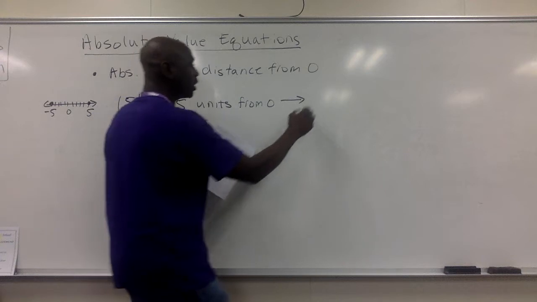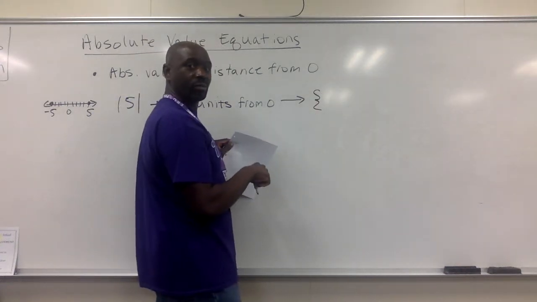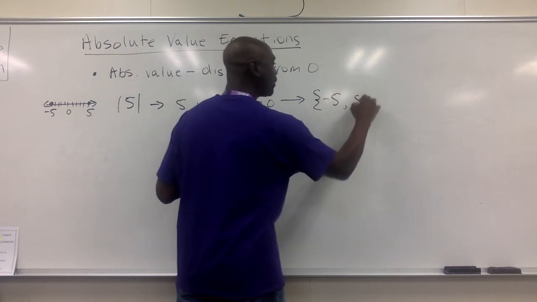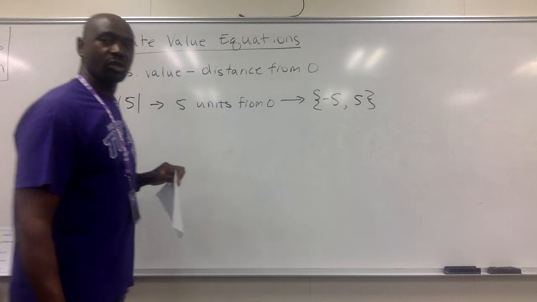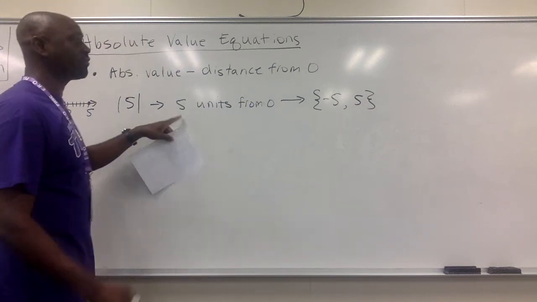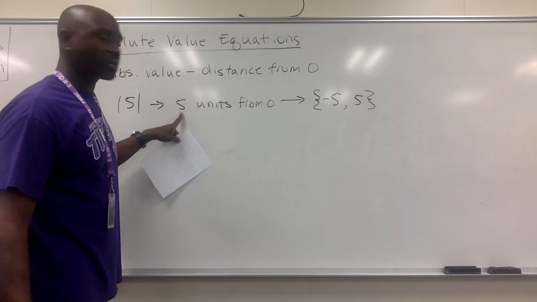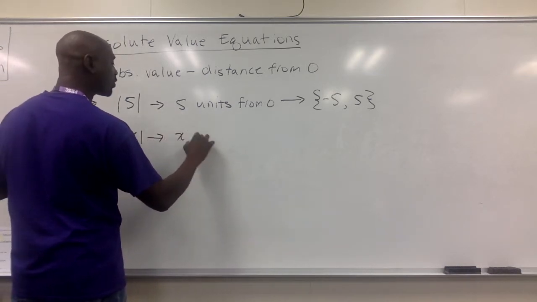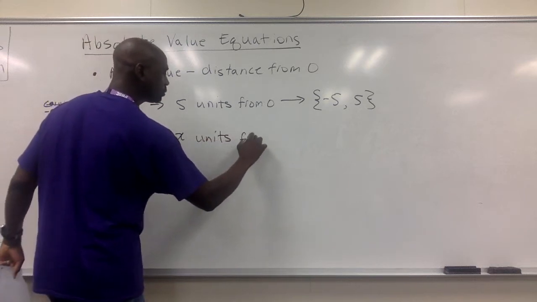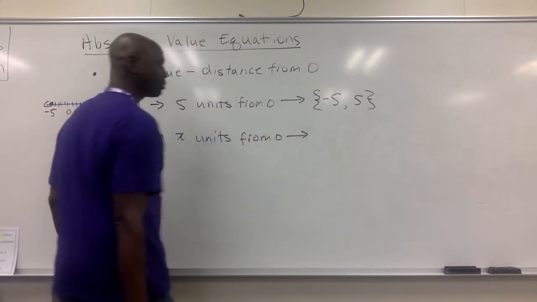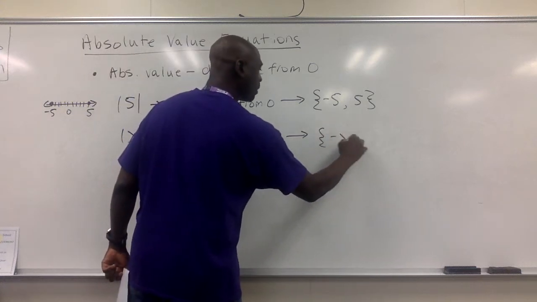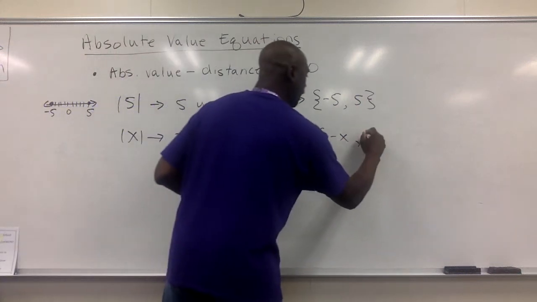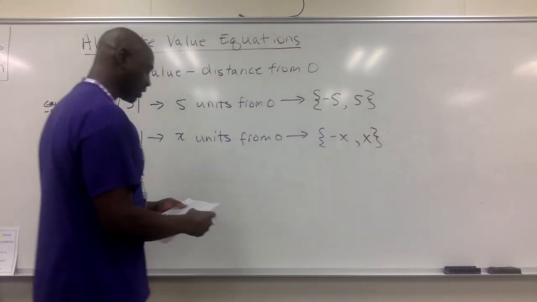So I'm really looking for the set, and that's that little fancy bracket, which just means the set of what could be in there. It could be negative 5, or it could be 5. So the absolute value of 5 means that something is 5 units from 0. Now, if I said the absolute value of x, that means it's x units from 0. Whatever it is, it can be x units this way, or x units that way. So I'm looking at x and negative x as my possibilities.